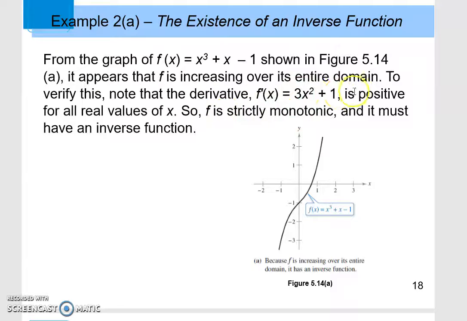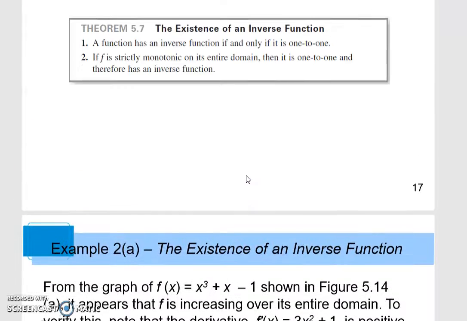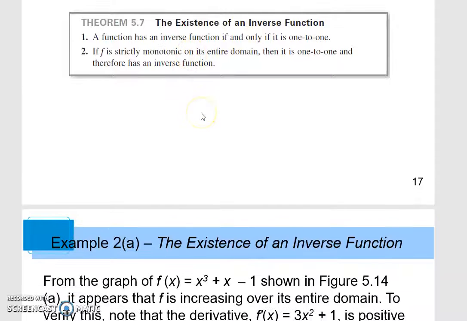Since it's positive for all real values of x, that means your original f is increasing over its domain. So it's strictly increasing. So f is strictly monotonic. And so by the last theorem, by theorem 5.7, it must have an inverse function.